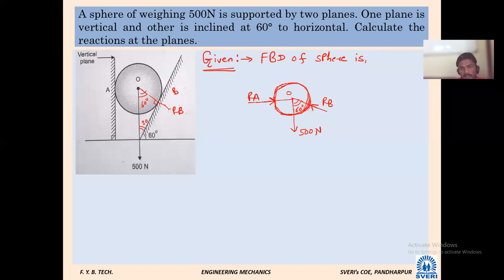Are you getting? Yes, sir. Very simple now. What are we supposed to find? Now the problem has become very simple. There is nothing now to find except the reactions. To find the reactions RA and RB, equal to how much?